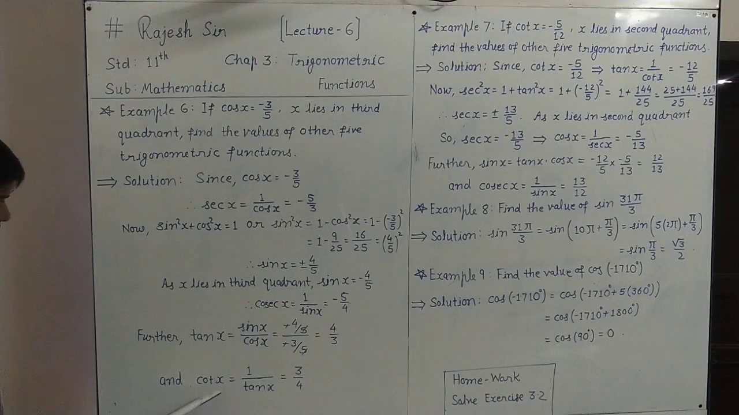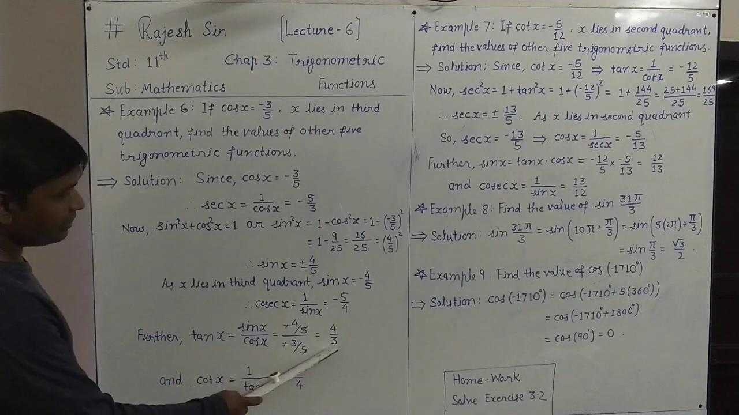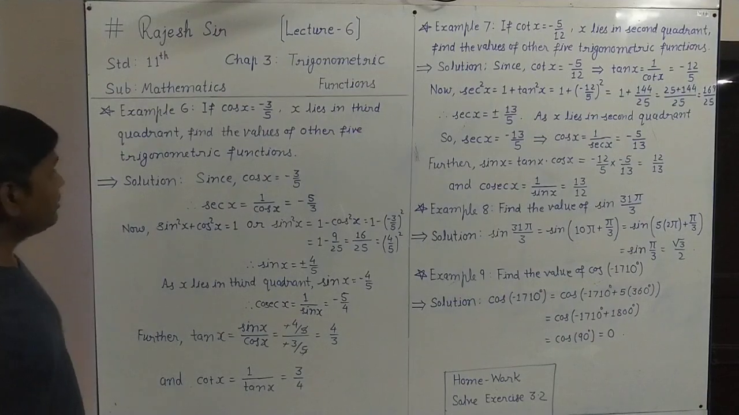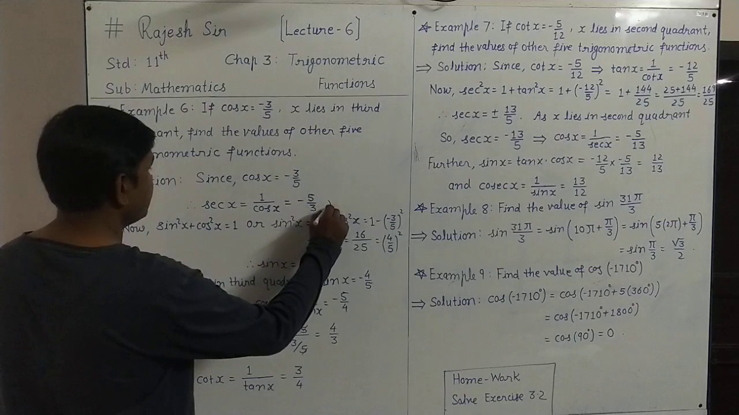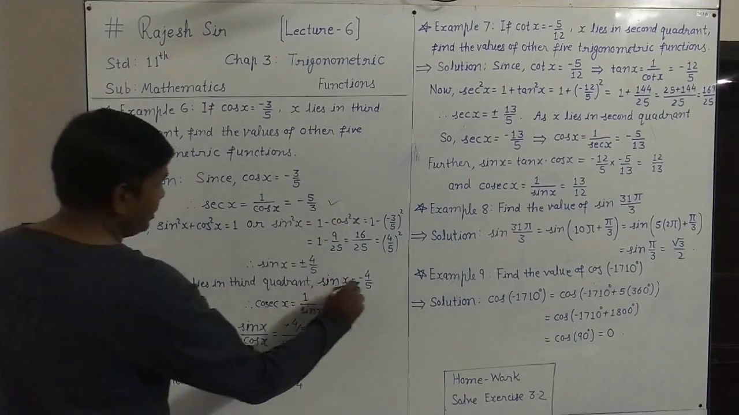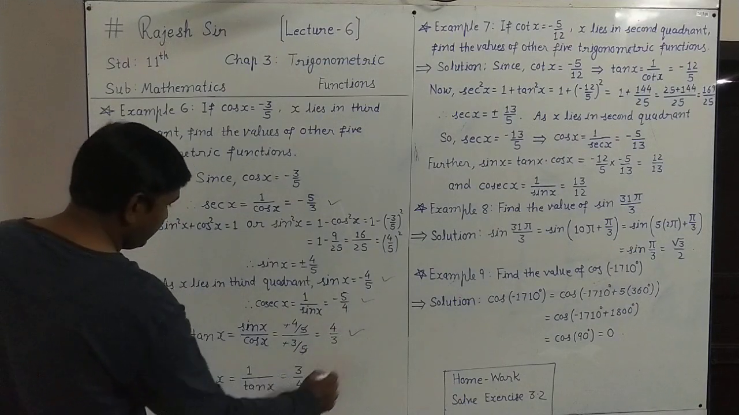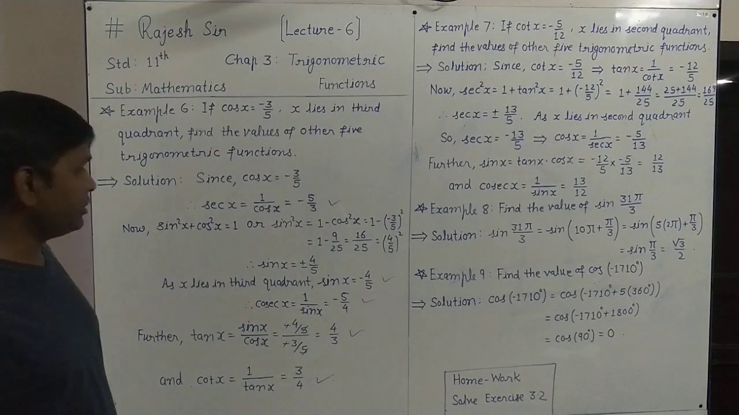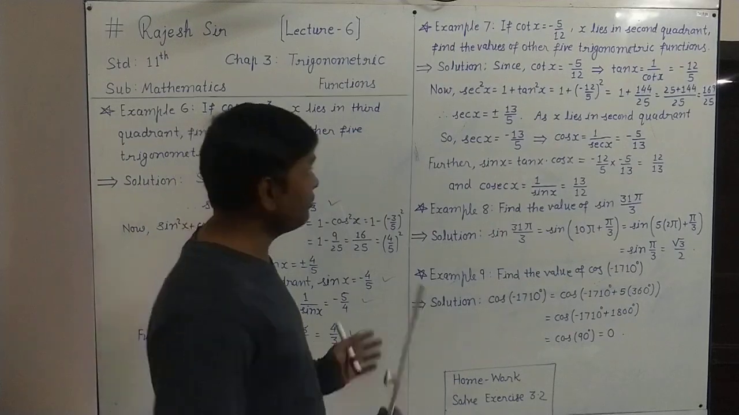Next relation, cot x equals 1 upon tan x, we know. So to get cot x we have to take the inverse of tan. Tan is 4 by 3, so its inverse is 3 by 4. So we have cot x. All the remaining 5 values we have got. Cos x was given as minus 3 by 5, here we got sec x, here we got sin x, here we got cosec x, here we got tan x, and here we got cot x. All the 5 other trigonometric functions we can find this way.